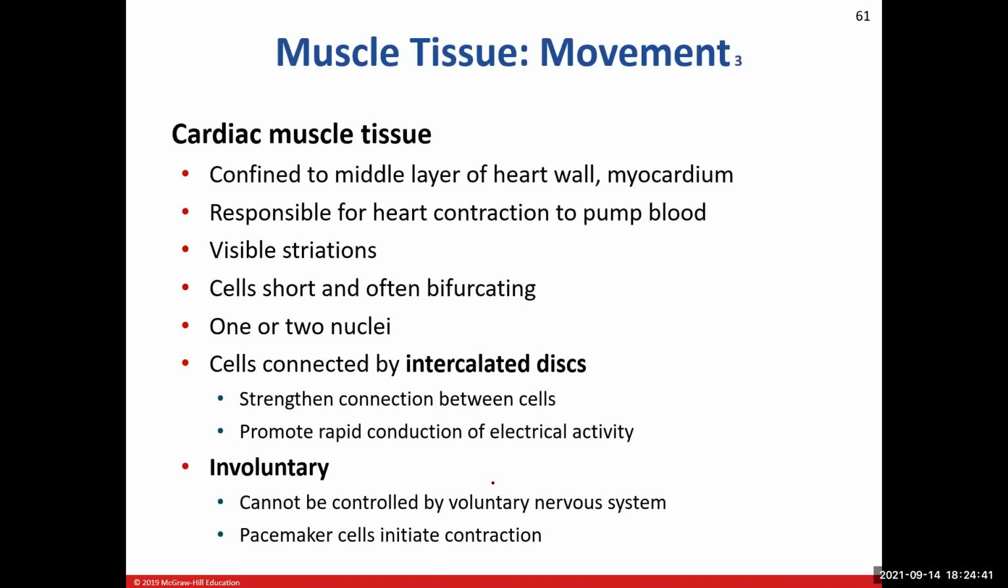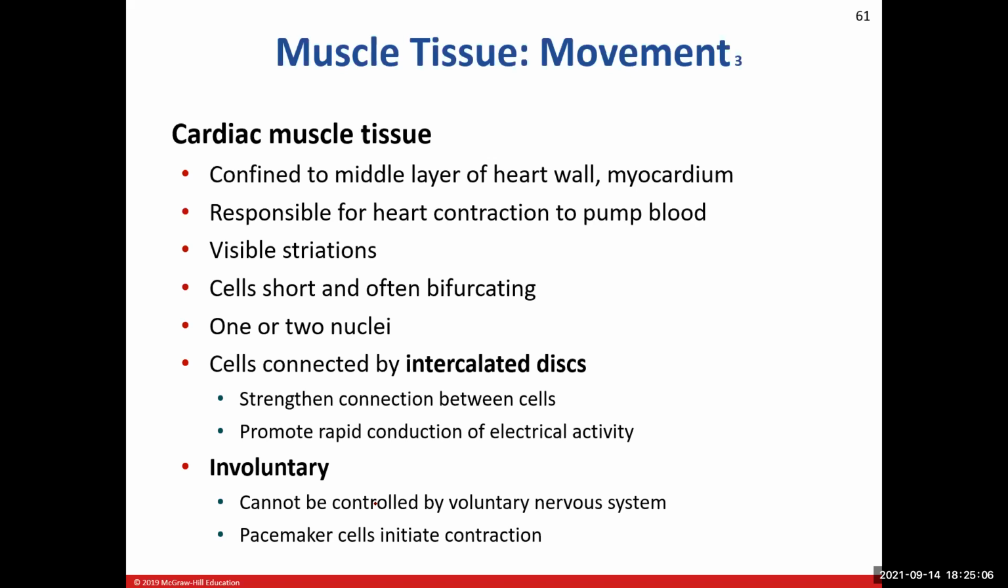Okay, the second type of muscle tissue is cardiac muscle tissue. All right, so the cardiac muscle tissue is going to be found in one place, in the wall of the heart. There's three layers to the heart. The middle layer is what we call the myocardium. So that's where you'll find this tissue. And it has one job: to contract and pump blood through the heart and throughout the cardiovascular system.